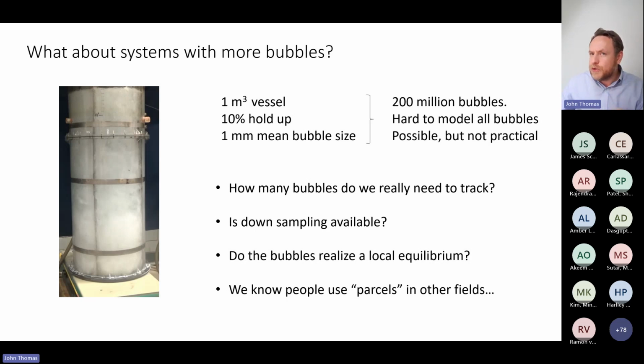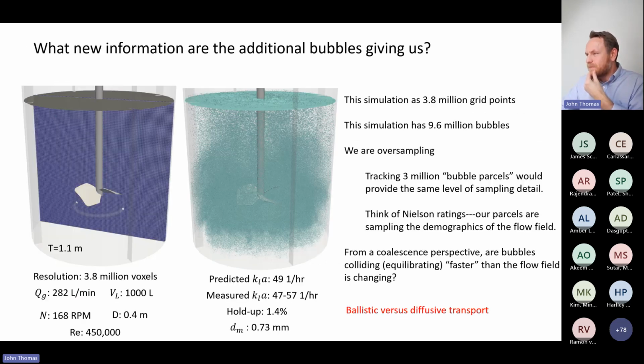If we're in a diffusive regime, those bubbles are bumping off each other very quickly. They have a small mean free path between collisions, and those collisions are frequent relative to spatial variations in the flow field. So importantly, this transition from ballistic particle to diffusive parcel lends us an ability to down select and reduce the amount of sampling we're doing explicitly.